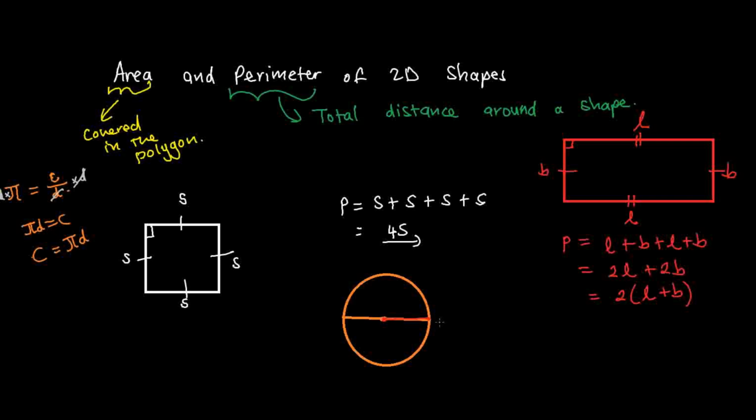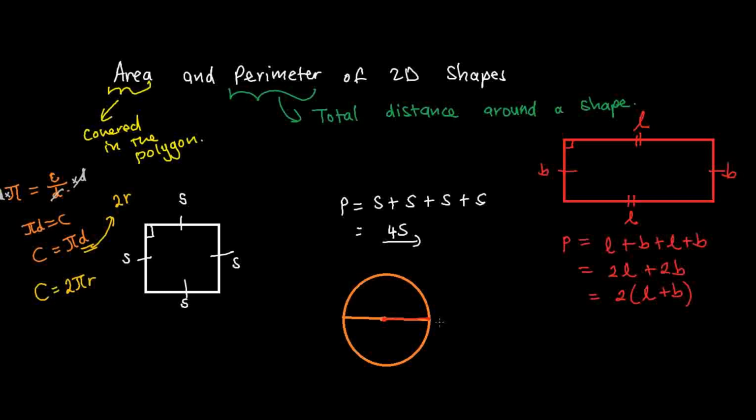So I can rewrite the circumference formula as circumference is equal to 2 pi r. Now why is it 2 pi r? Because d, the diameter, is 2r. It's 2 times r. It's double the size of r.